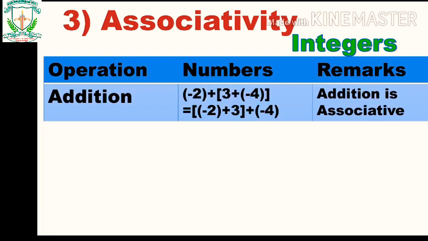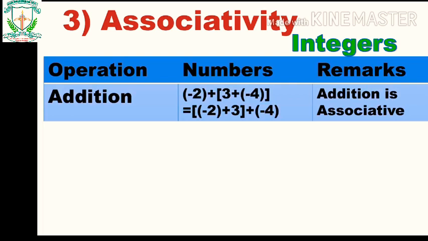Then come to RHS. Minus 2 plus 3 is equal to 1, and plus of minus is minus, so minus 4. 1 minus 4 is equal to minus 3. It is RHS. So LHS is equal to RHS. LHS is also minus 3 and RHS is also minus 3. So the associative property holds good in case of addition for integers, or we can say addition is associative.